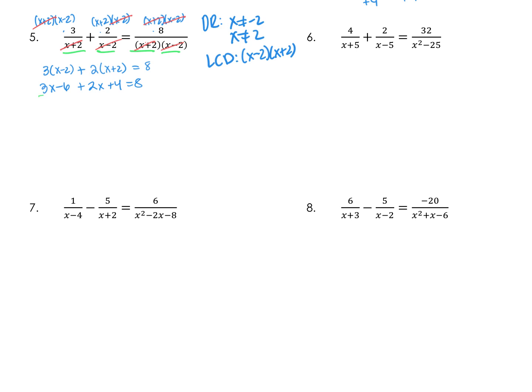Combine like terms on this side before solving. So 3x plus 2x is 5x. Negative 6 and positive 4 combine to be negative 2. We'll add 2 to both sides. That'll leave us with 5x equals 10. Divide by 5, and we get x equals 2.